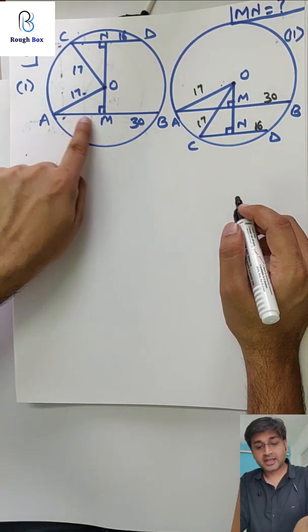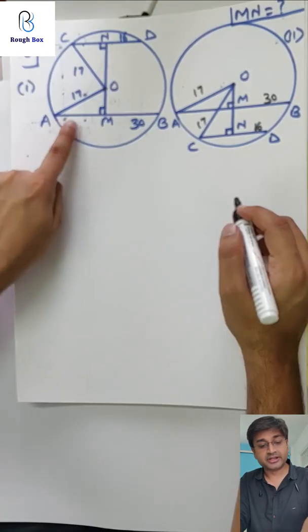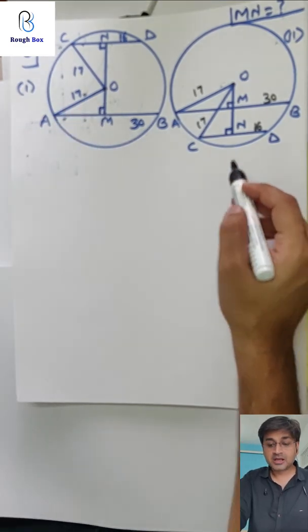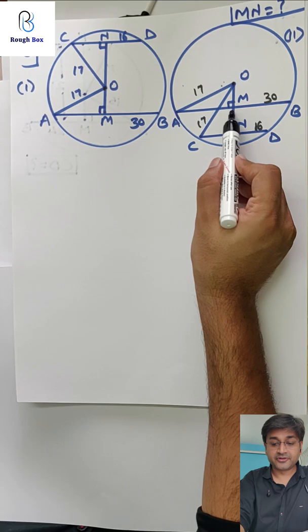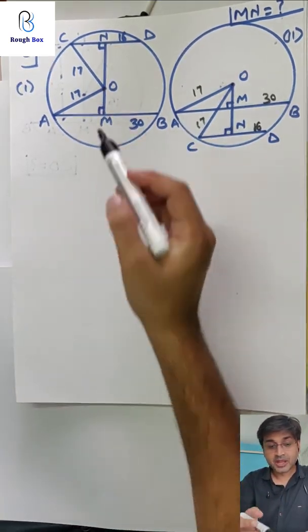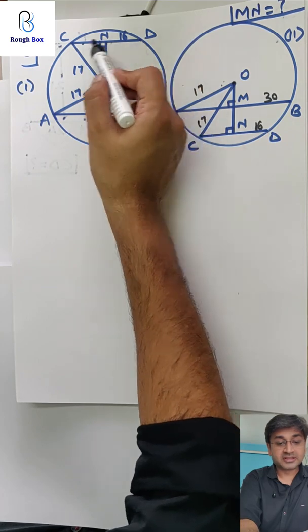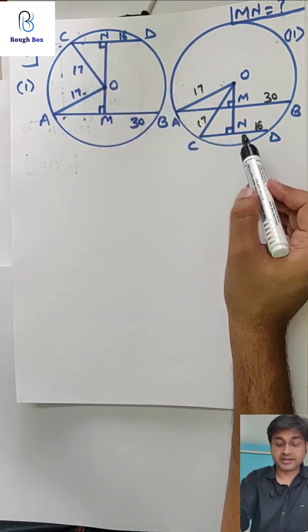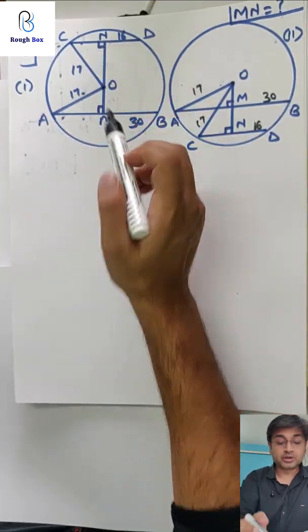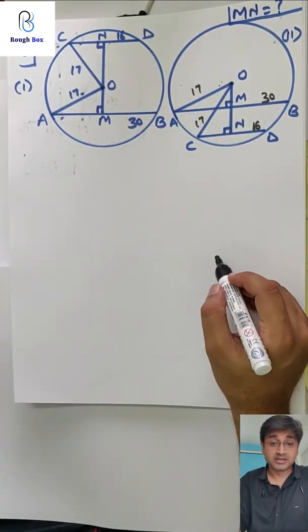See, pay attention. AB is 30, OA is 17. So AM will be 15, 17, OM we will get. Likewise, CD is 16, so CN is 8, and OC is 17. So ON also in both the cases is going to be the same.